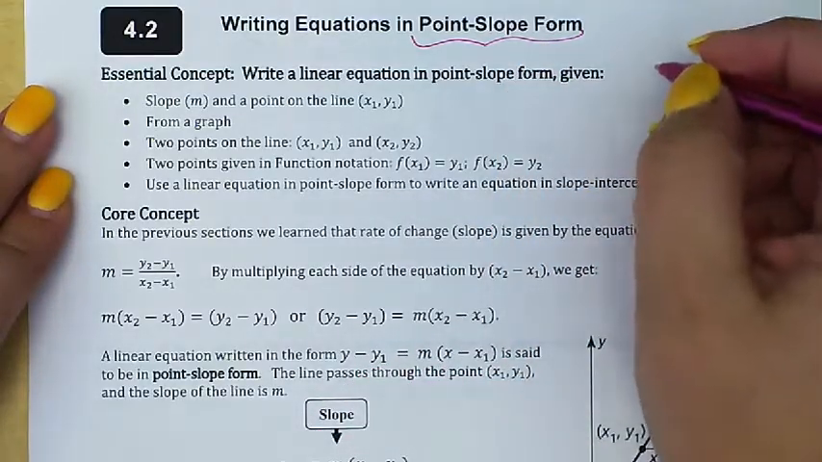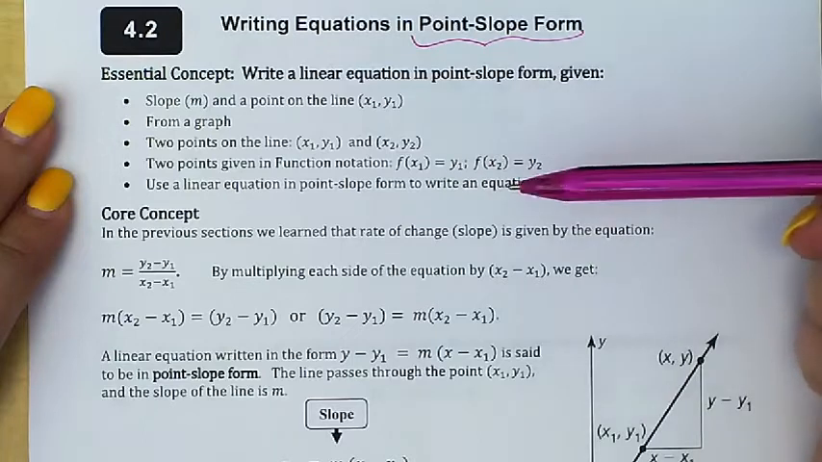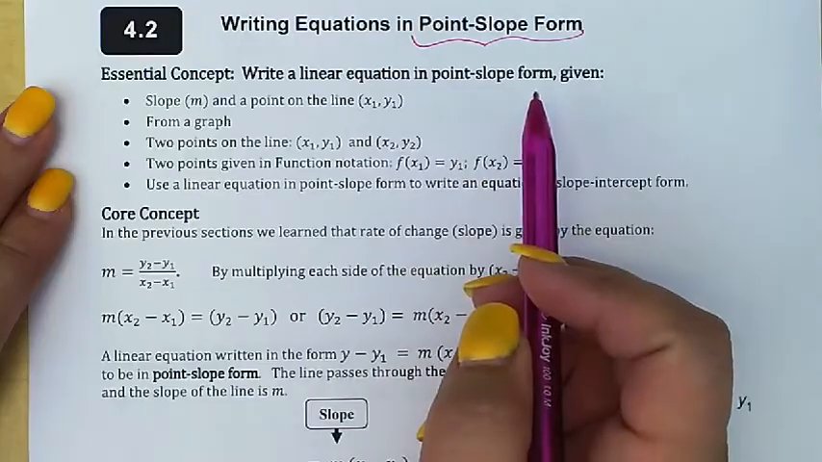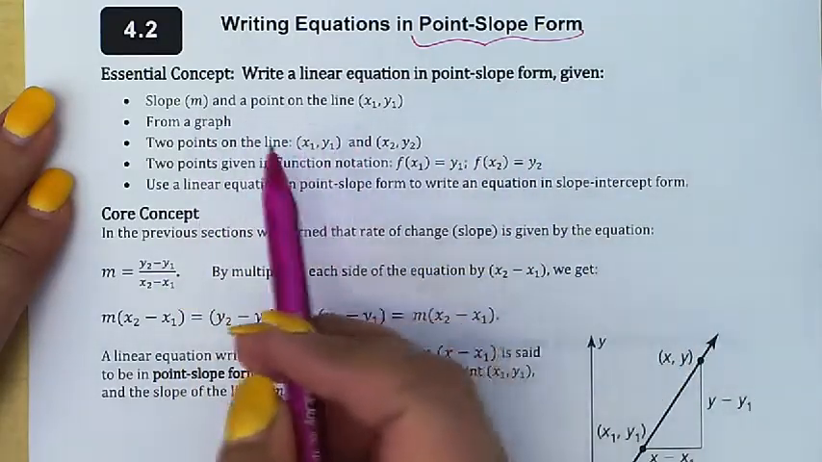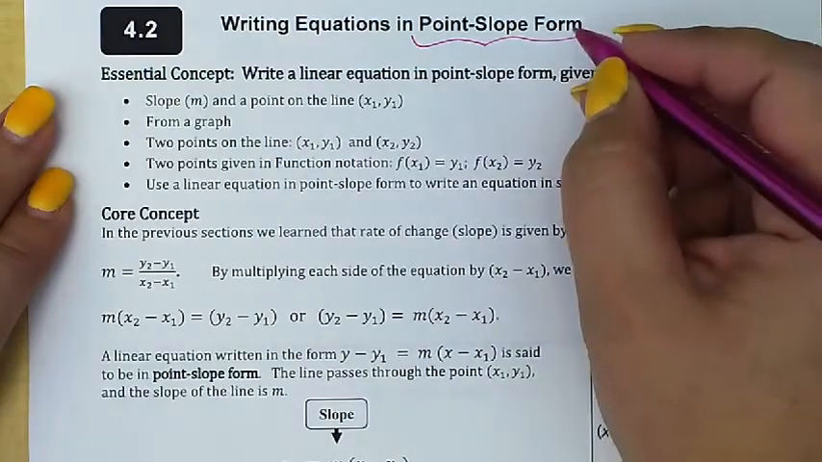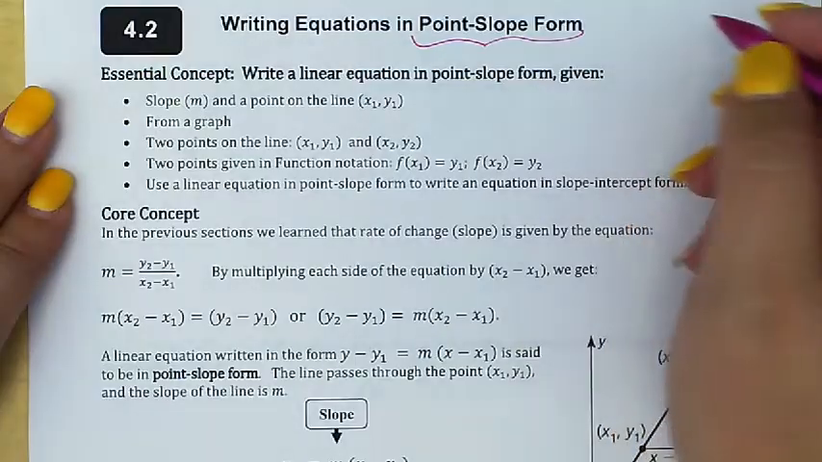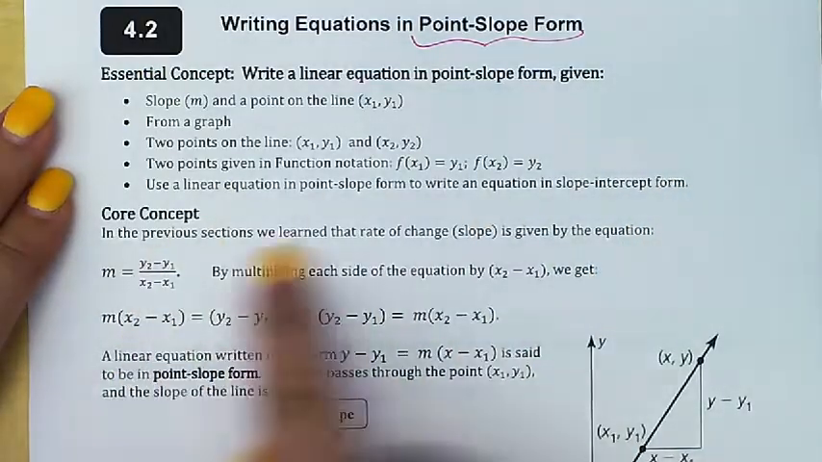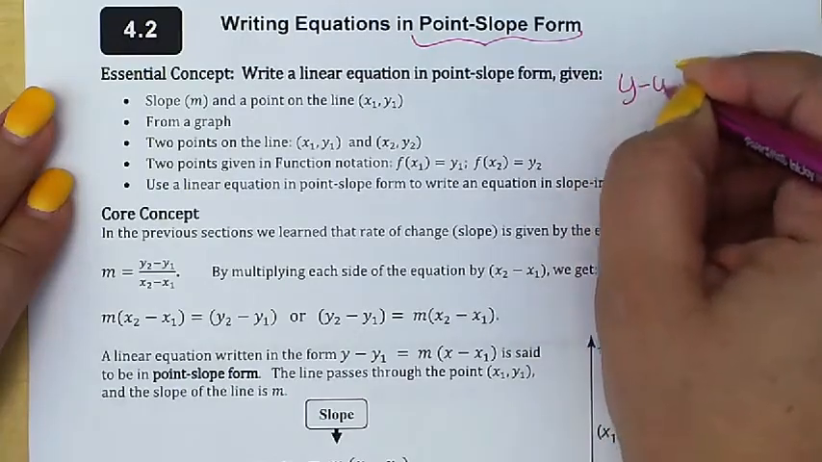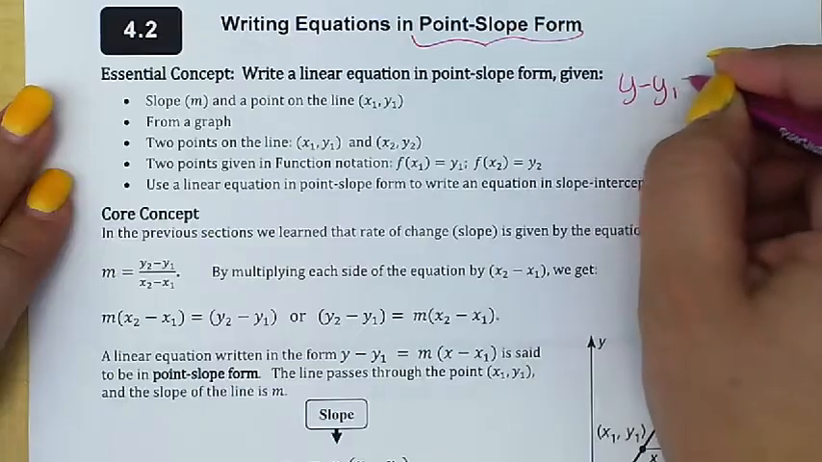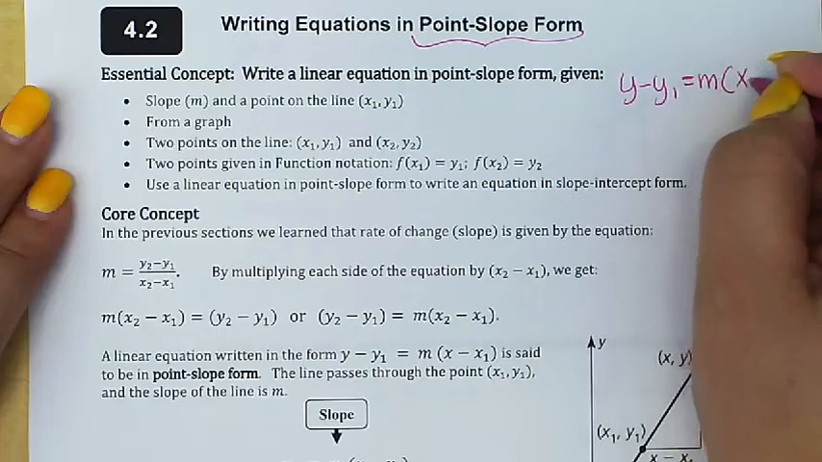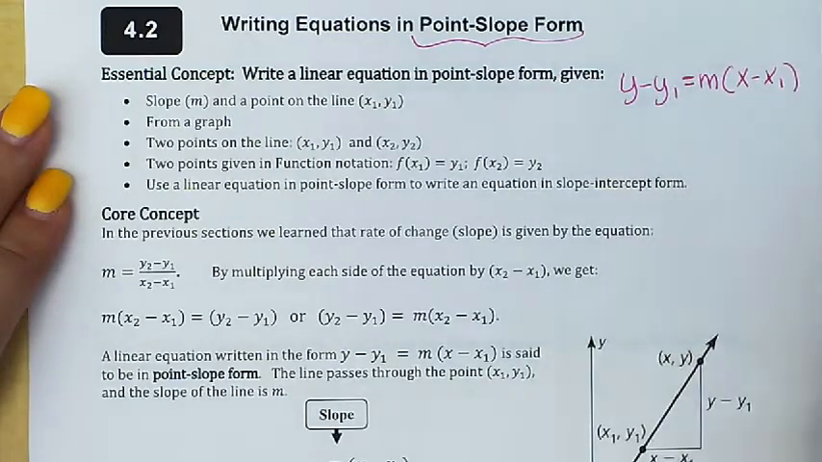Okay, and we're going to run some of the same things that we did in the previous lesson 4.1, where we're going to write an equation in point-slope form given different types of information, except that now instead of writing it in slope-intercept, we're writing it in this particular form. So let me tell you a little bit about point-slope form. Point-slope looks like this: y minus y1 is equal to the slope, and then parentheses x minus x1, okay?